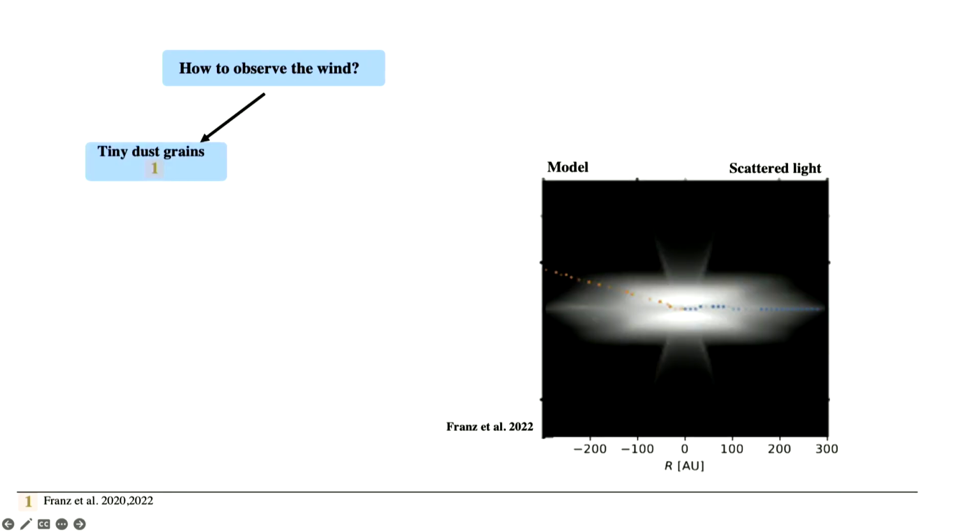Okay. Now, to observe the wind is a bit more difficult. There are some models from Franz et al., and they look at the tiny dust grains which could be embedded in this wind. This is a scattered light model. You can see it's difficult to see in this cone. You have some tiny grains which are entrained in the wind, and now people start to investigate whether they could actually see these tiny grains embedded in the wind.